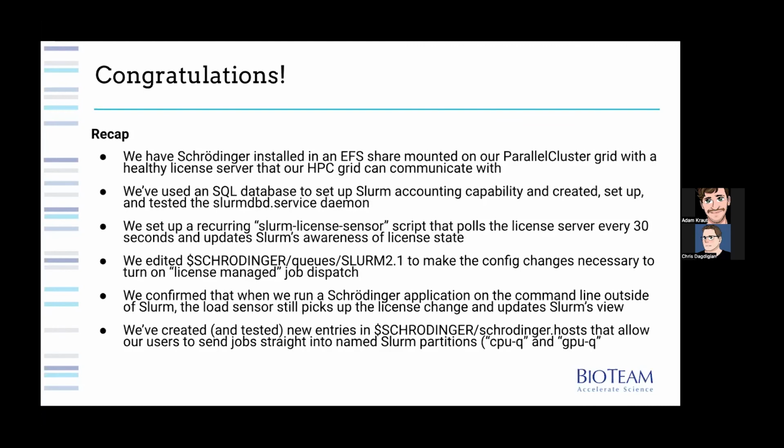Moving on, we had to customize the Slurm queue configuration to turn on license-aware job scheduling. We needed to override the path for where Schrödinger would look to find Slurm binaries. And then finally, we ran on the command line a Schrödinger command that checked out a license and paused for 100 seconds. We verified that even though we were running outside of Slurm, the HPC cluster still picked up and detected the change in license count. And then finally, we used the Schrödinger installation test script to directly target the entries that we put in Schrödinger hosts, including directly submitting jobs to the Slurm scheduler with the appropriate license-aware job requests.